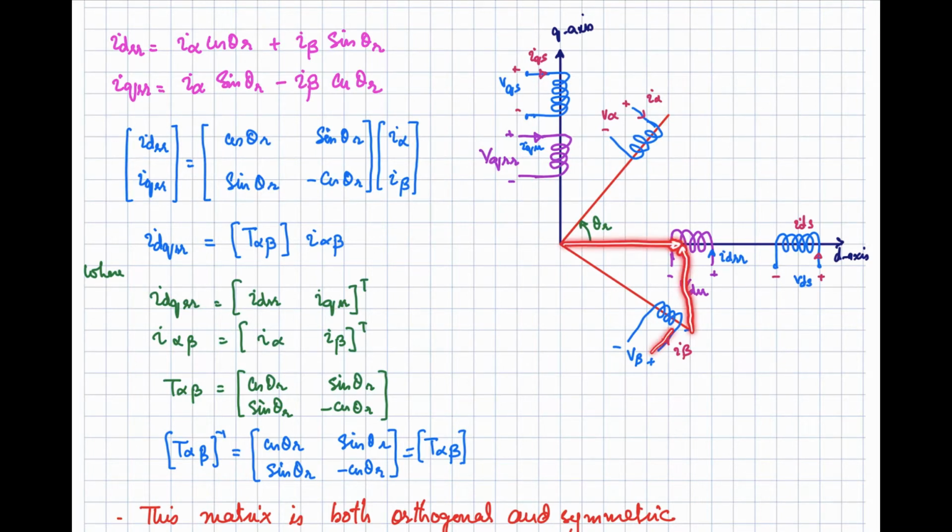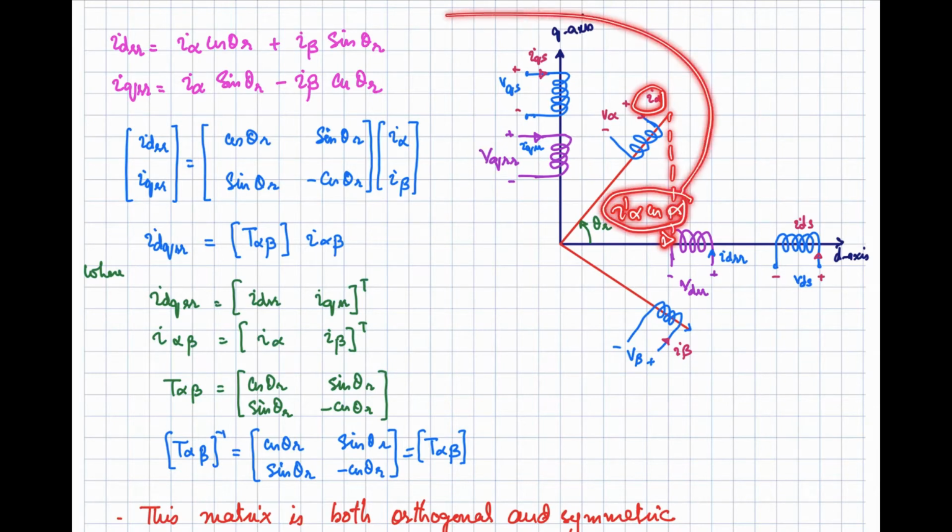That will be equal to the current in this winding, I beta, into cos of this part, and that will be equal to, this is pi by 2 minus theta r, so that will be equal to sine of theta r. So I beta into sine of theta r will give us the projection of this I beta along this axis, where theta r is this angle, right?